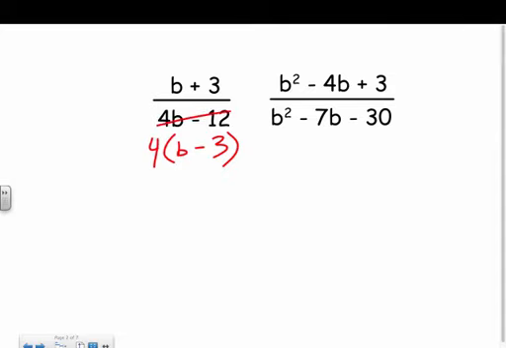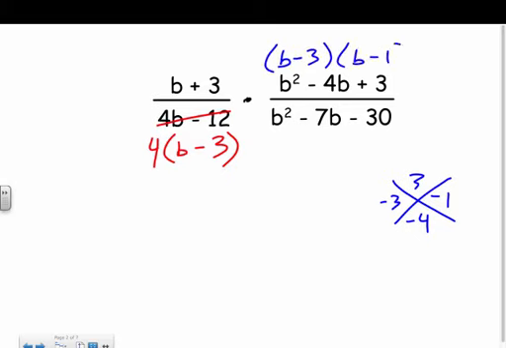Now looking up top, so b squared minus 4b plus 3. So we're going to get really good at factoring. I need to look for factors of 3 that add up to negative 4. So a positive and a negative, or no, two negatives, don't we? So negative 3 and negative 1, because I've got to multiply to be a positive, and those add up to negative 4. So we're going to replace this with b minus 3 times b minus 1.